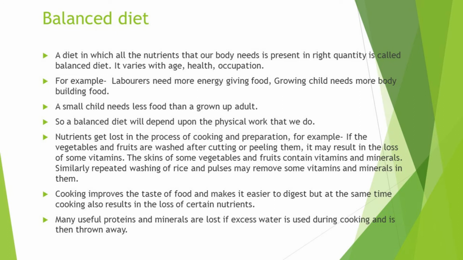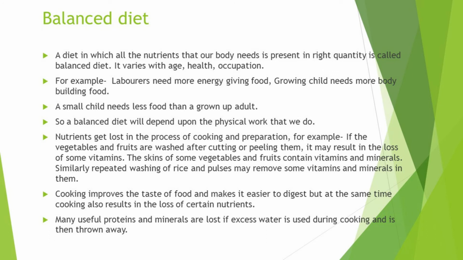Balanced diet. A diet in which all the nutrients that our body needs are present in the right quantity is called a balanced diet. It varies with age, health and occupation. For example, a laborer needs more energy-giving food because they have to do physical work. Growing children also need more body-building food. A small child needs less food than a grown-up adult. So according to the diet, a balanced diet should be prepared. So a balanced diet will depend upon the physical work that we do.